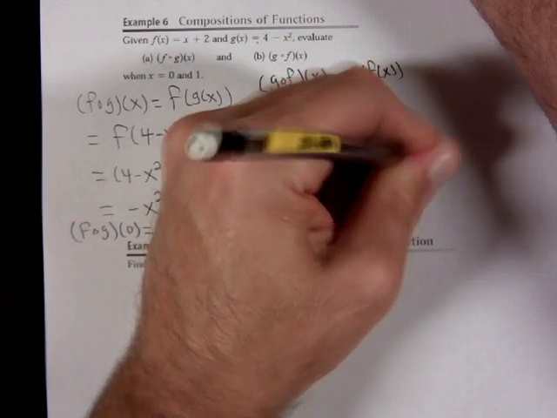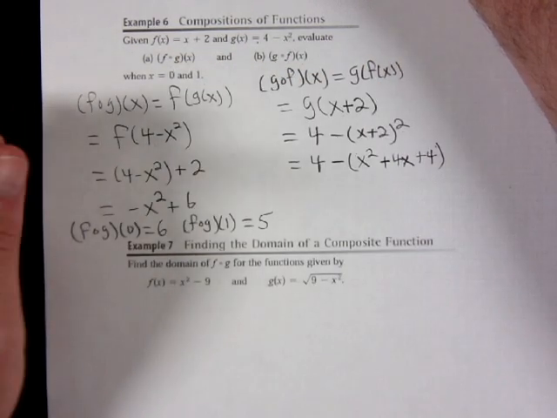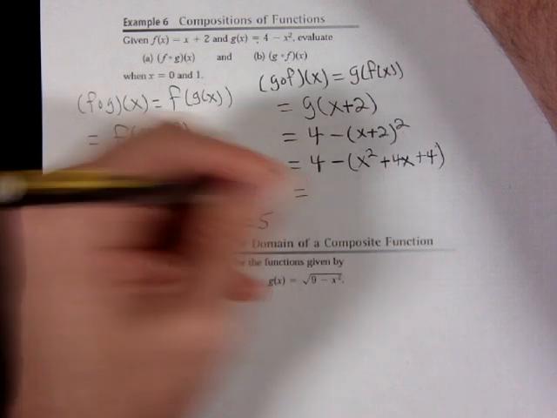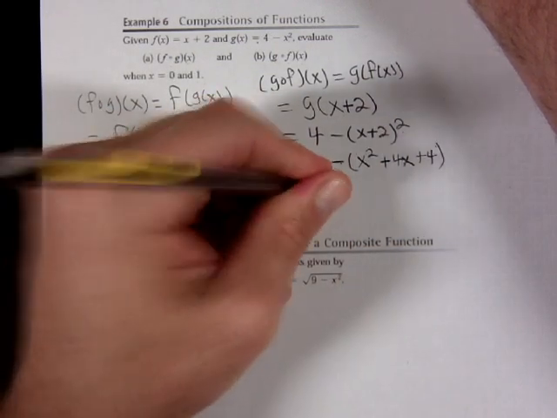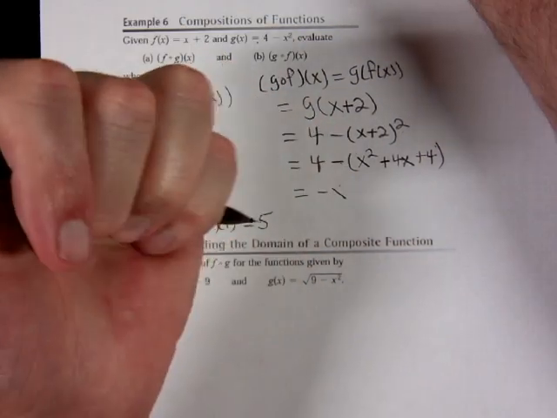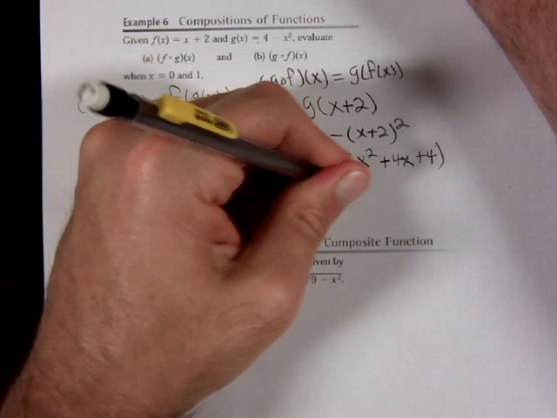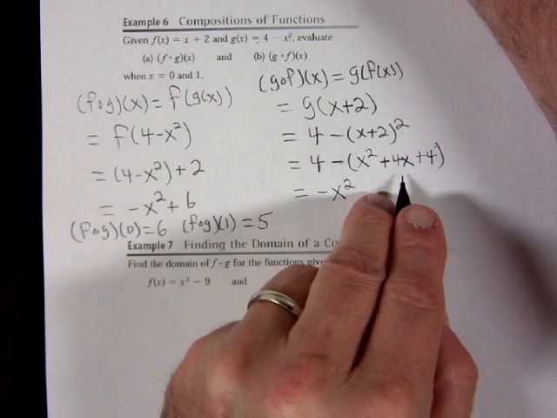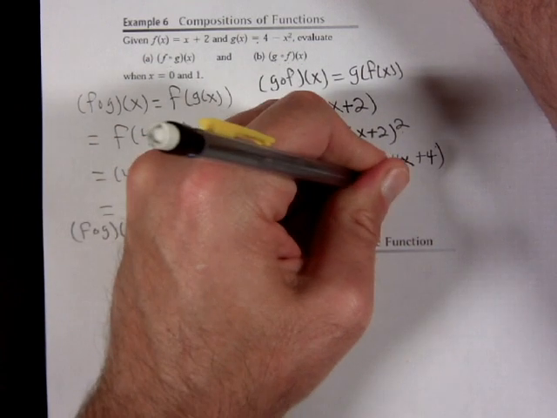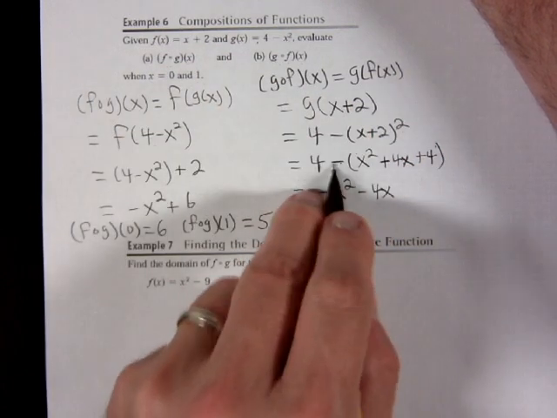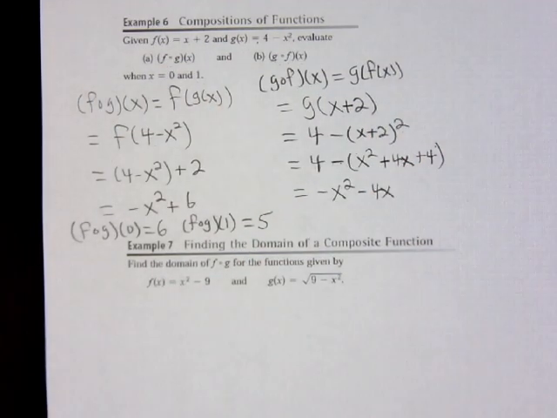All right, so we FOILed that out. And so now we can finish it with negative x squared. Don't forget to distribute that negative. It's going to change the sign of every term in the parentheses. And so I've got my x's coming here next, which would be minus 4x. And 4 minus 4 is gone. And so there's your composition of those two functions right there.